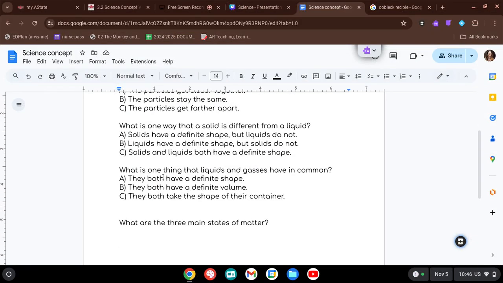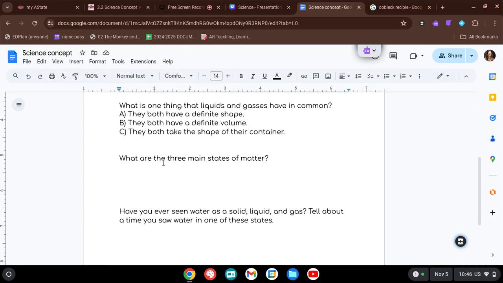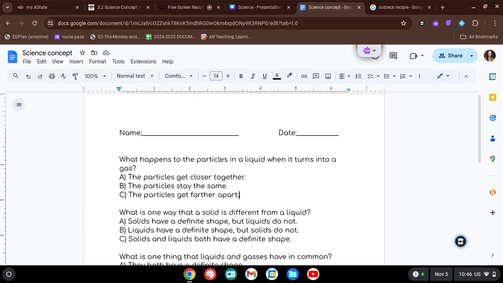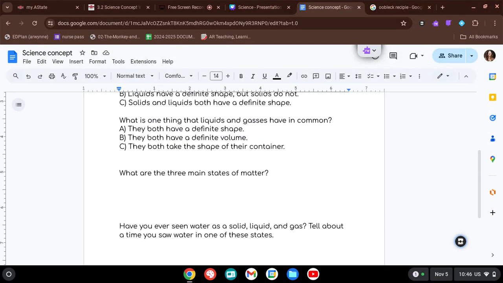What is one thing that liquids and gases have in common? They both take the shape of their container, but the difference is that gases fill their container. I would have them list the three main states of matter. Hopefully, they can look back in the sheet to be able to spell it.